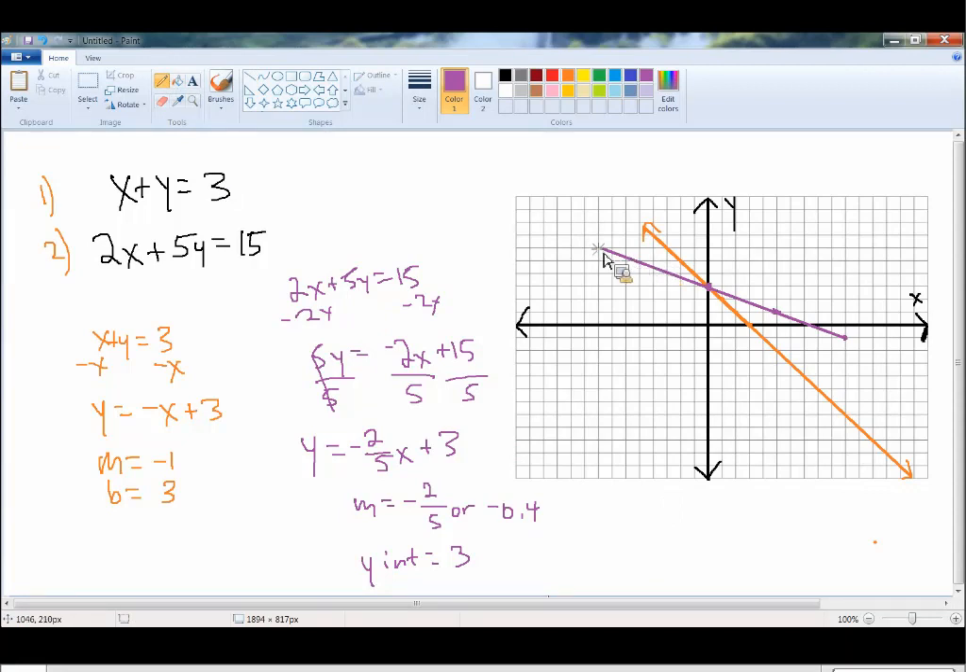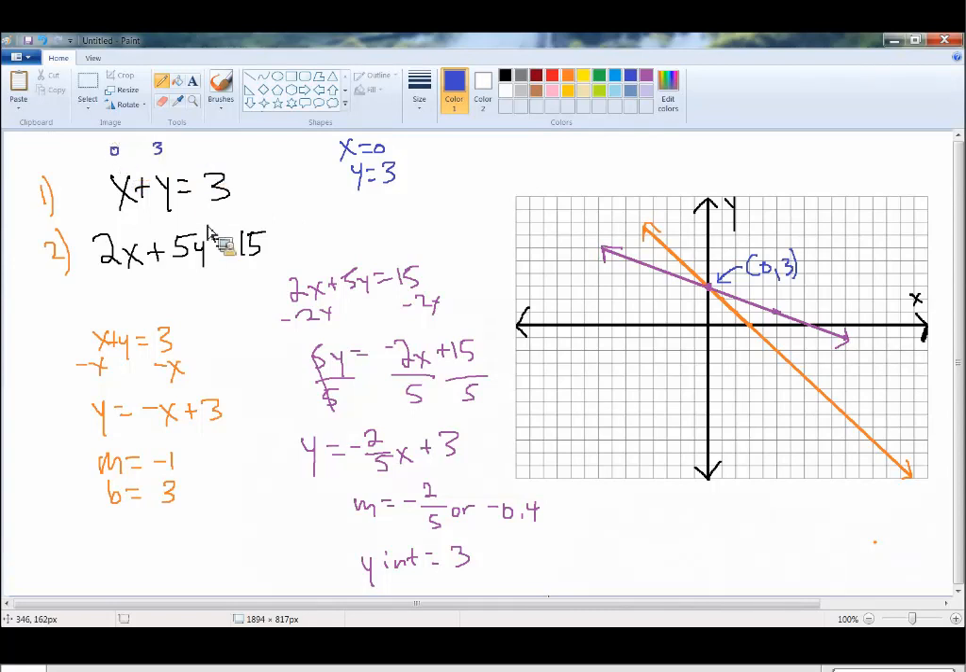So these are the two lines, and where do they crisscross? Well, they crisscross right here, at 0, 3. That's a solution set. That's where they meet. And of course, if we tried them out, would they both work? Well, this means x equals 0 and y equals 3. That's what 0, 3 means. And let's see if they each work.